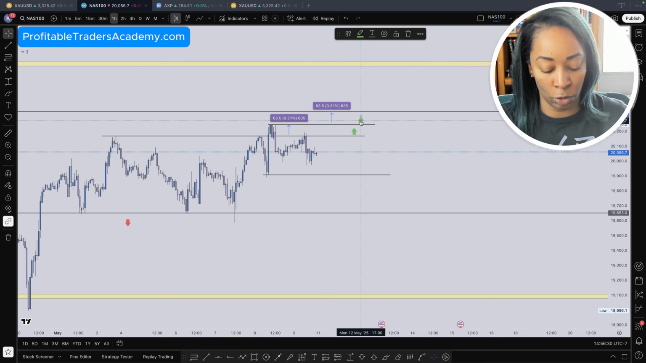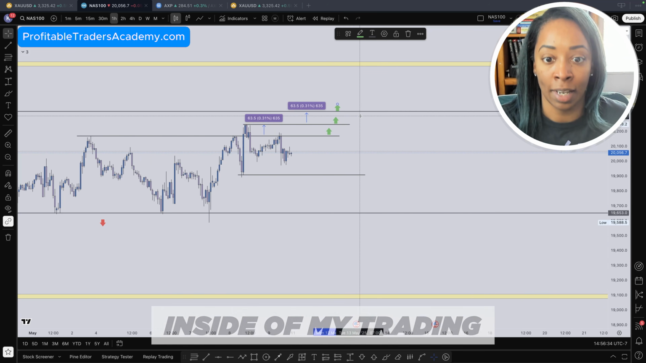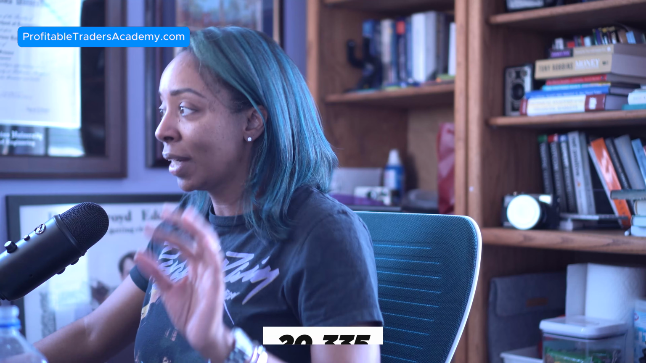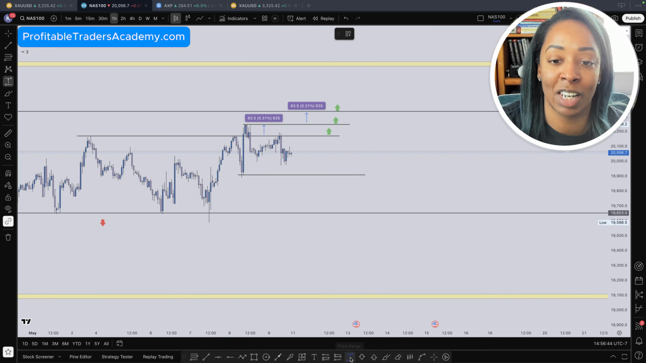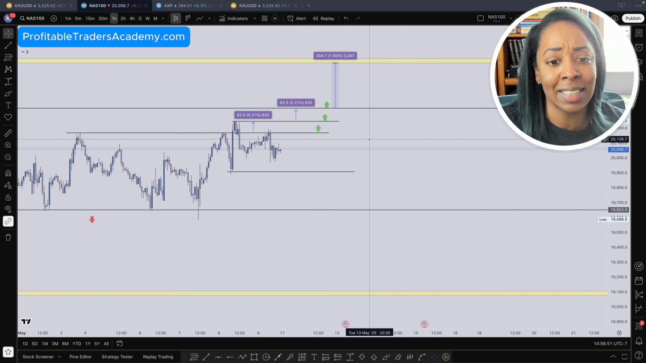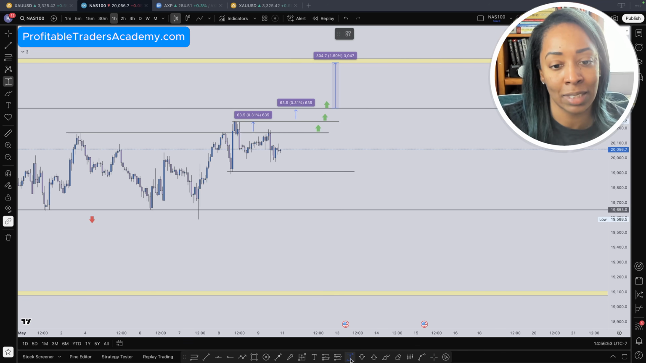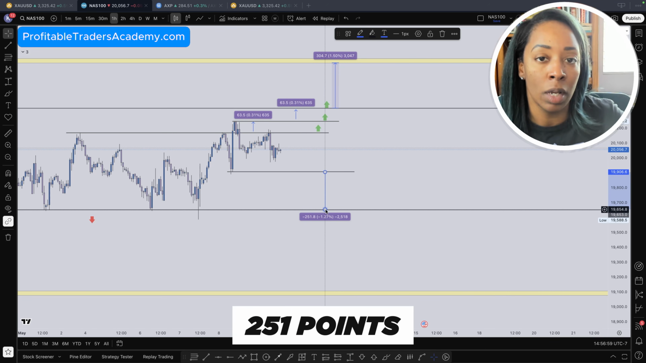And then if you're looking for a larger move, something that I definitely look for inside of my trading, then this area above 20,335 could be a good area for you. And if we measure this, we can see that price is roughly 300 points. So that's an amazing range. And then to the downside, this opportunity right here would be 251 points.